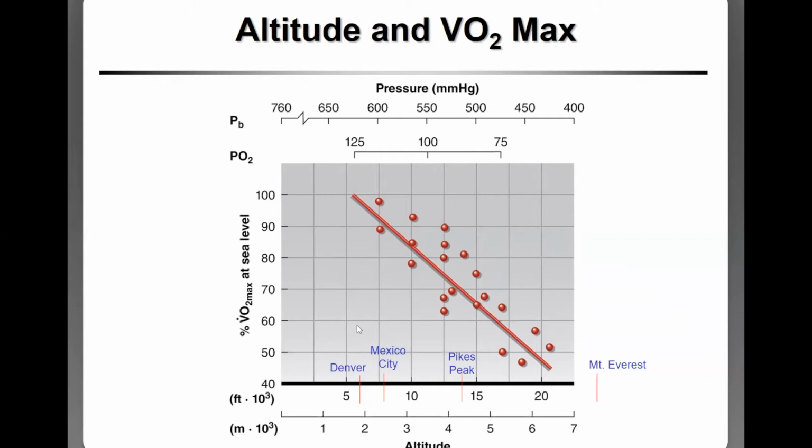So Denver's mile high, and so you would expect your VO2 max to be a little bit lower in Denver when compared to sea level. And as we increase in altitude, for example, Pikes Peak, your VO2 max would be expected to be 70% of what it was measured at sea level. And then Mount Everest would be less than half of your VO2 max.